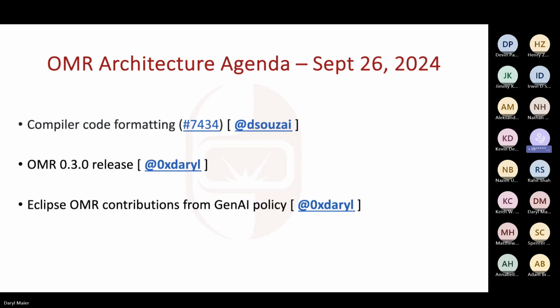Possibly, that might even be a question for Eclipse, as part of their contribution policy, whether or not they want to have that. So the idea there is really for us to track commits that have had some co-authorship with.